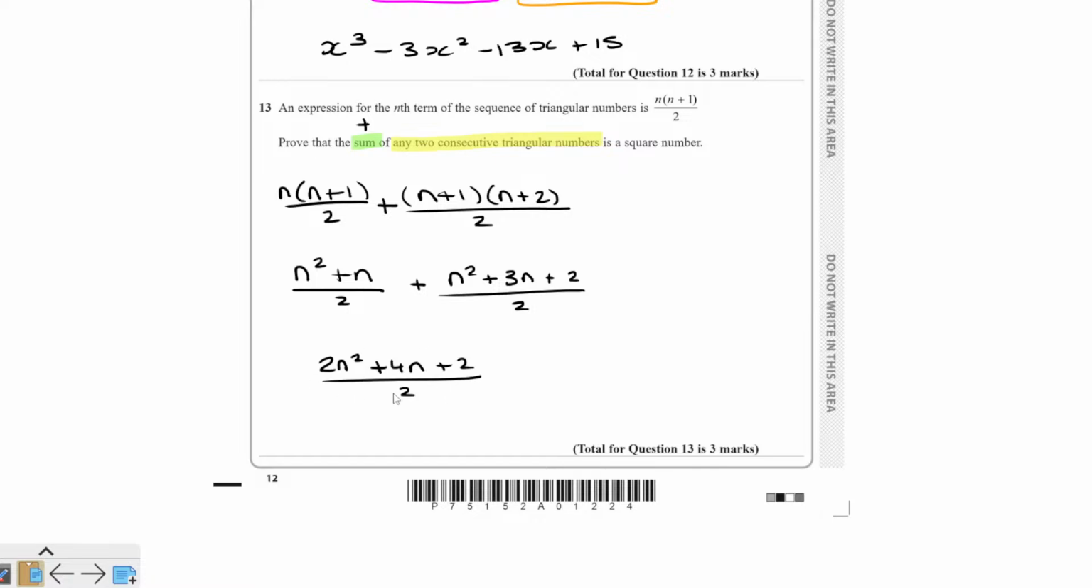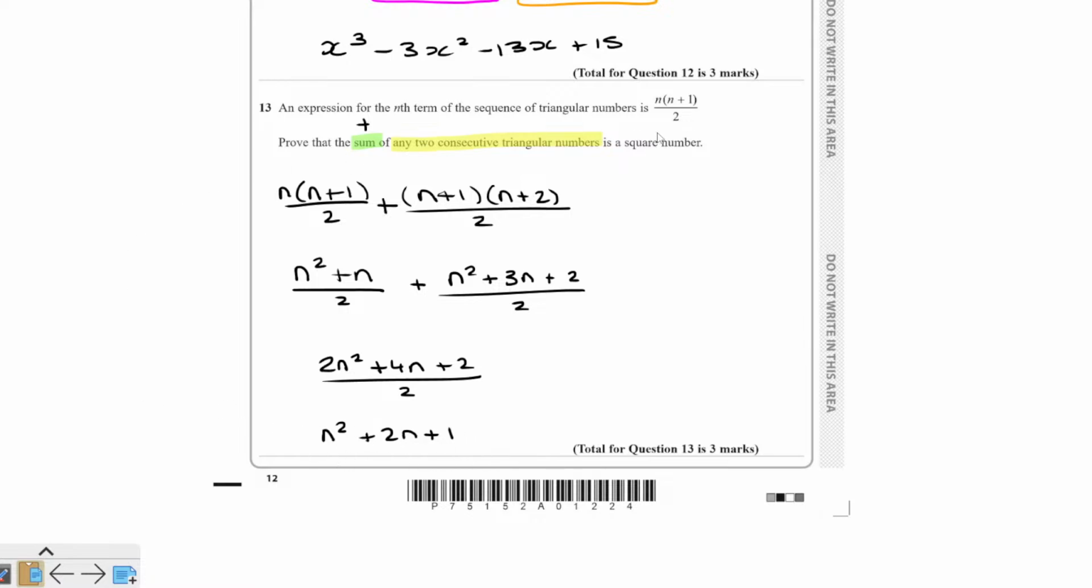Now this is probably where you're thinking, well, that's looking good because it's all divisible by 2. So I'm actually going to divide everything by 2 to get rid of the fractions. That's n squared plus 2n plus 1. Now that we've expanded, simplified, added, subtracted, whatever, we've done everything we can. There's nothing else we can currently do to this.